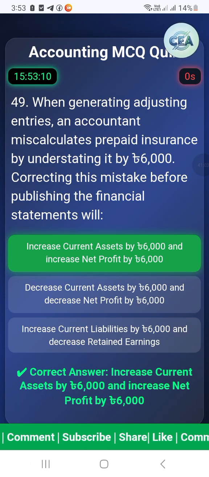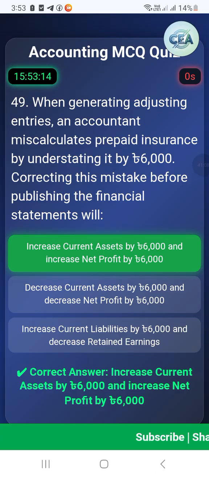Correct answer is increase current assets by 6,000 takas and increase net profit by 6,000 takas.